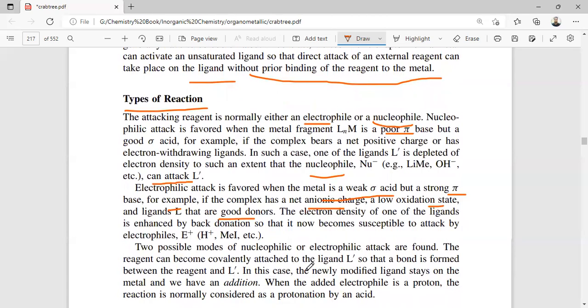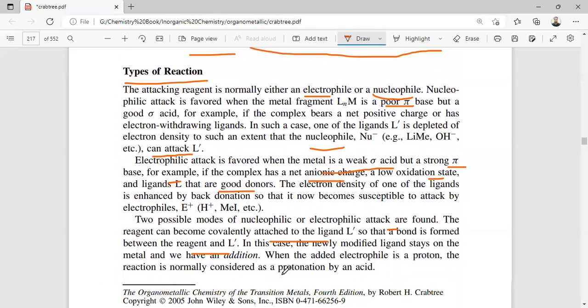So two possible modes of nucleophilic or electrophilic attack are found. The reagent can become covalently attached to the ligand L dash, so that a bond is formed between the reagent and the L dash. In this case, the newly modified ligand stays on the metal and we have an addition. When the added electrophile is a proton, the reaction is normally considered a protonation by the acid.